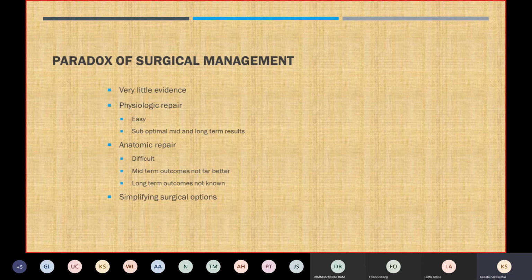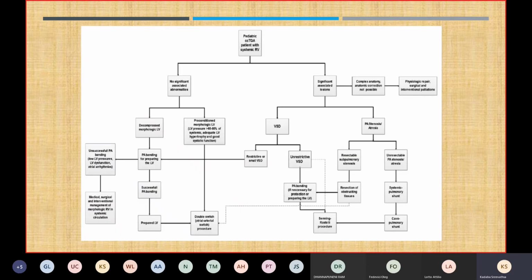With all these variations, we can't be sure that the arterial switch and a double switch operation will give a good outcome. Mid-term outcomes so far, I have not put in the numbers here, are not very much better, and the long-term outcomes are not yet known. So whether simplifying the surgical options is the answer, we can't be sure about that as well.